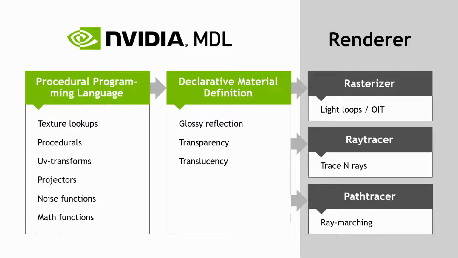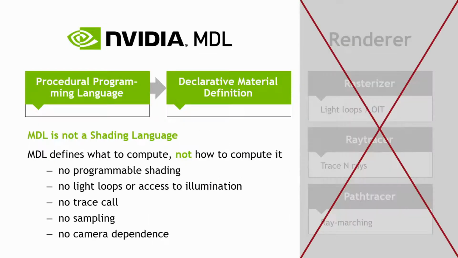And we have a declarative system for the definition of the light object interaction, which covers all the effects. And we leave it to the renderer to actually implement this. So the renderer, depending on its architecture, might evaluate the material model using different techniques. To drive this home, MDL is not a shading language. It defines what to compute, not how to compute it.